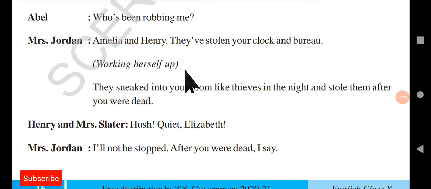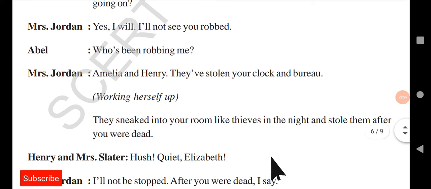Working herself up, they sneaked into your room like thieves in the night and stole them after you were dead. Henry and Slater: Hush, quiet, Elizabeth. Jordan: I will not be stopped. After you were dead, I say. So here, Mrs. Jordan says, I don't want to see you robbed, father. I will tell you everything that is going on in this house.